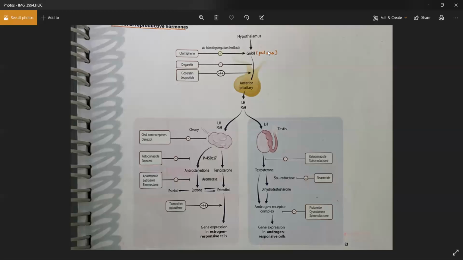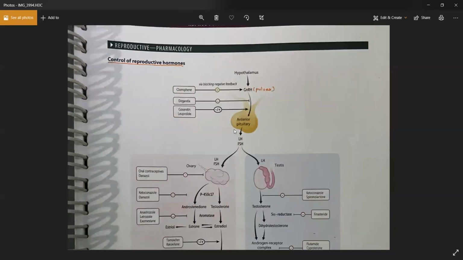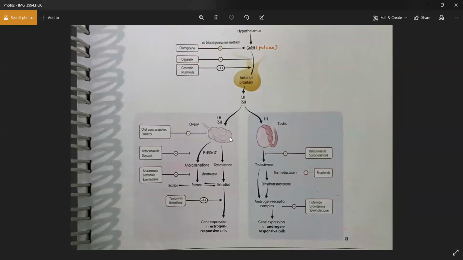Now you have the degarelix, which is basically an inhibitor of the GnRH. It is a GnRH antagonist, a total antagonist. Then you have drugs like the OCPs that work on the ovary, and danazol that works on the ovary again.